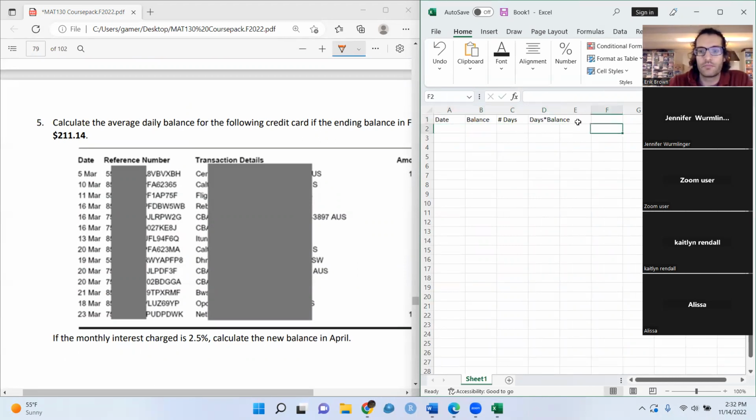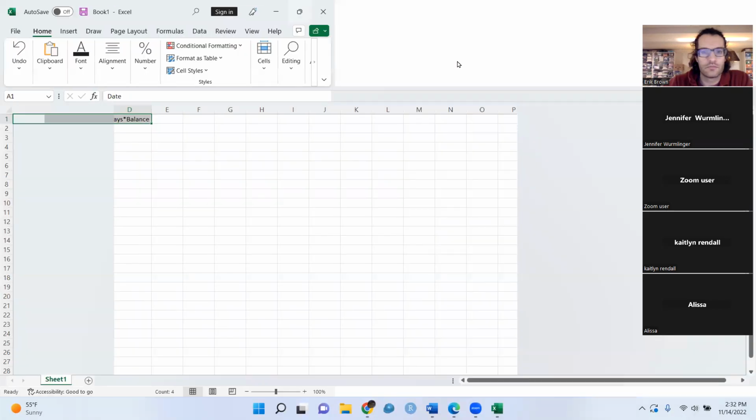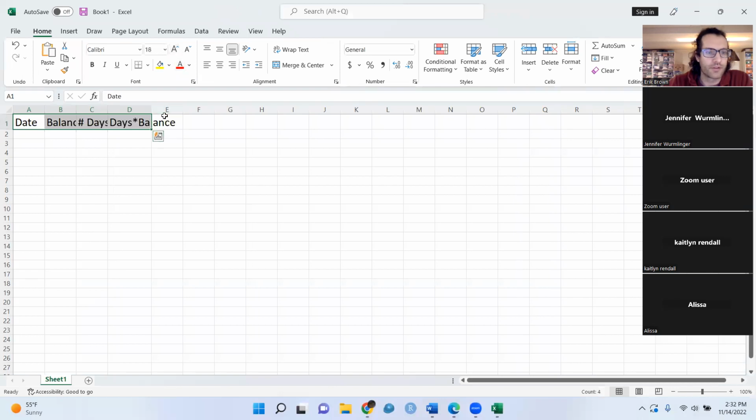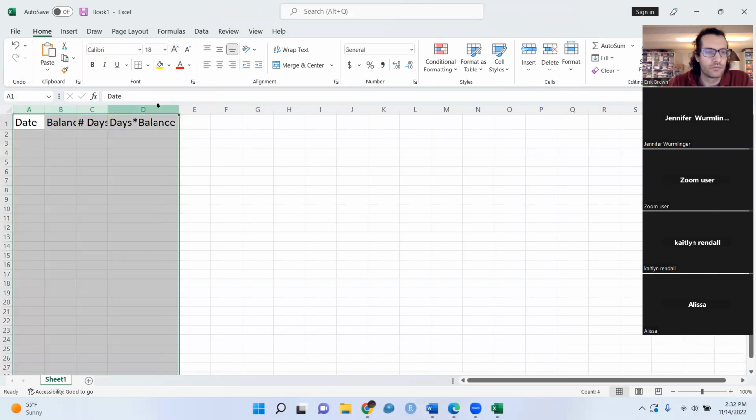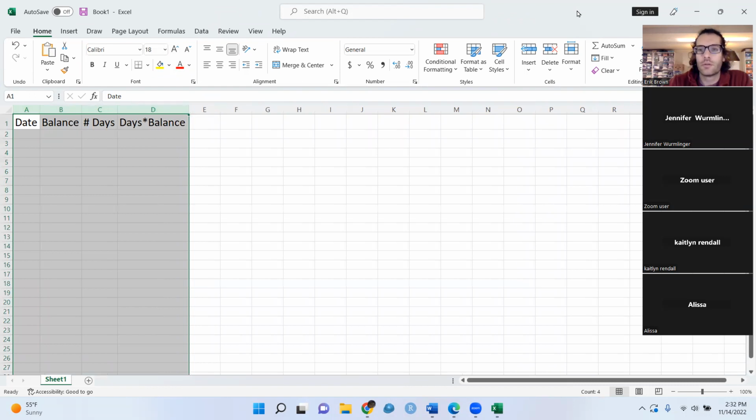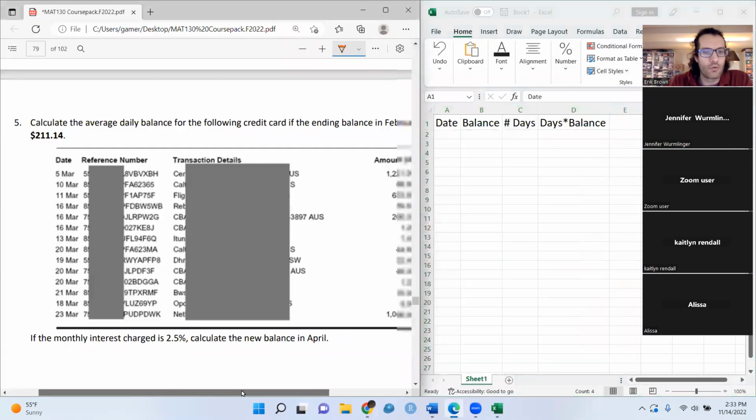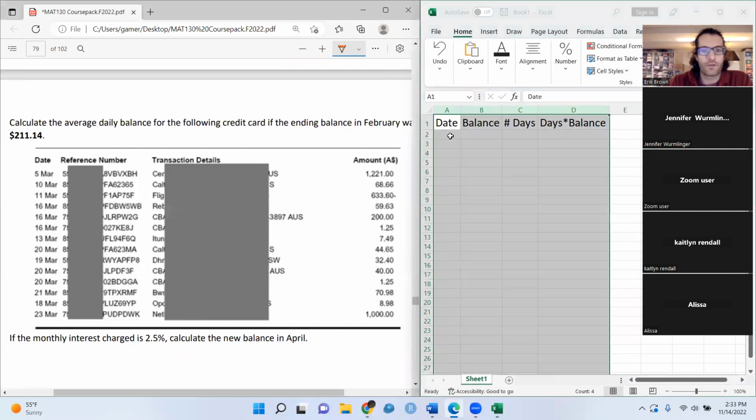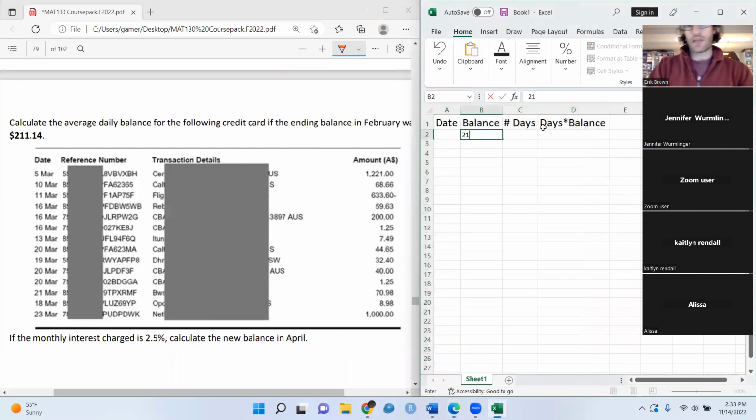Is this ringing bells for you all? Should I make you all do this yourself? I'm not going to. I'm just going to do it. Okay, so we're told that on February 1st, the ending balance was $211.14. So then our March 1st, we'll call that 3.1, it's $211.14, and then on 3.5, we got to change.